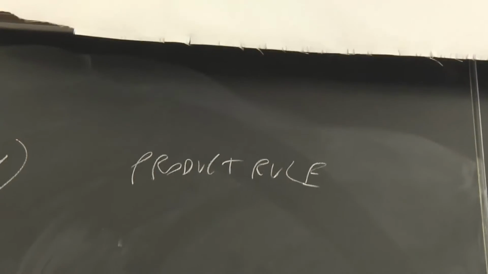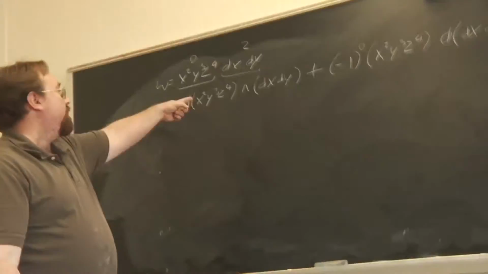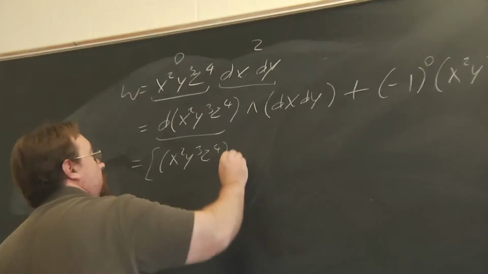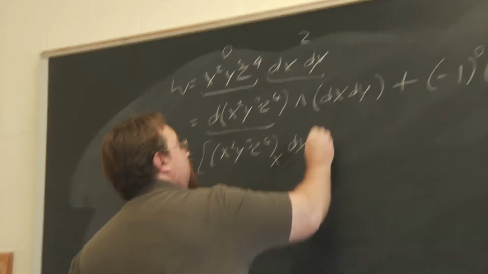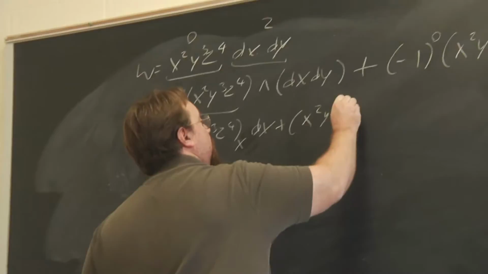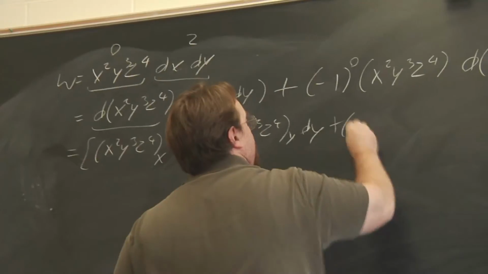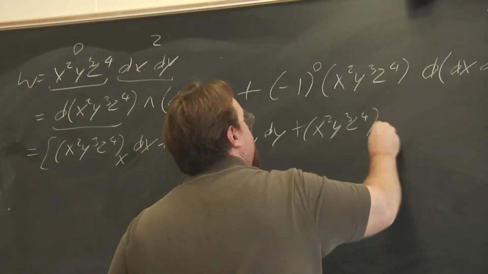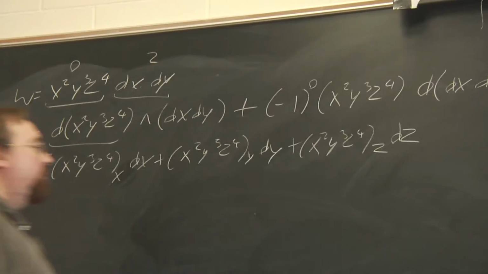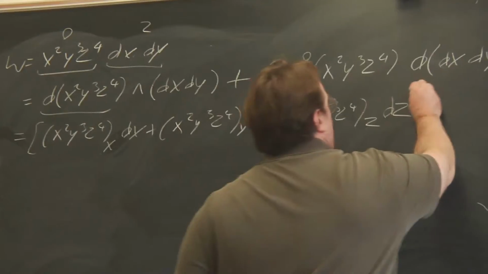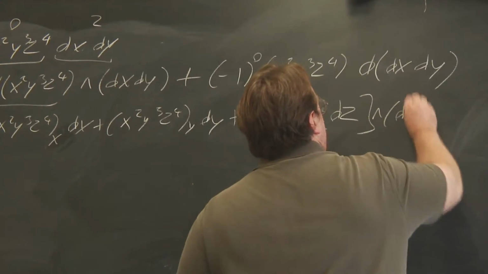Okay. So now, if we focus on this one, this becomes the partial of x squared y cubed z to the 4th with respect to x dx, plus the partial of x squared y cubed z to the 4th with respect to y dy, plus the partial of x squared y cubed z to the 4th with respect to z dz, and then all of that wedge product with dx dy.